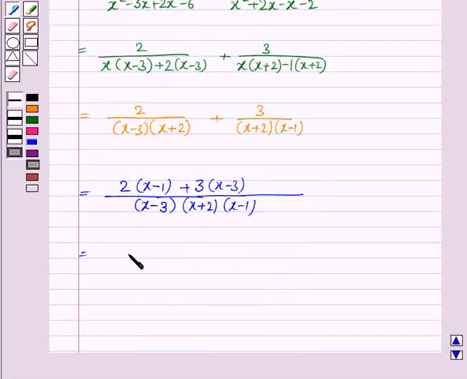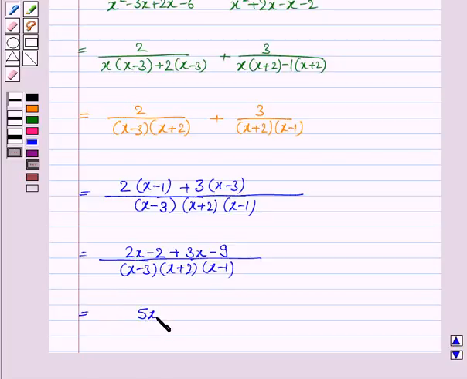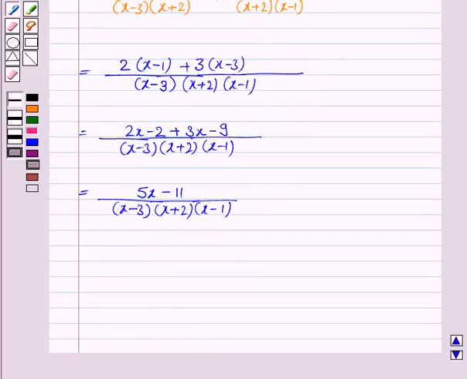and this is again equal to 2 into x is 2x, 2 into minus 1 is minus 2, plus 3 into x is 3x, 3 into minus 3 is minus 9, upon x minus 3 into x plus 2 into x minus 1. So this is equal to 2x plus 3x is 5x, minus 2 minus 9 is minus 11, upon x minus 3 into x plus 2 into x minus 1. So this is P plus Q.